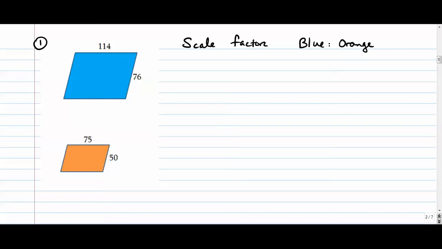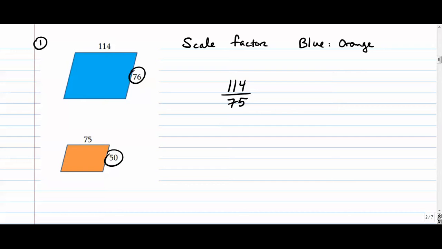Alright, so here we go. To find scale factor, you basically just want to take a side that's corresponding to another side and divide them. So 114 over 75. Or if you prefer, you can also use the other sides. I mean, look at this. You can use 76 over 50 and get the same scale factor.